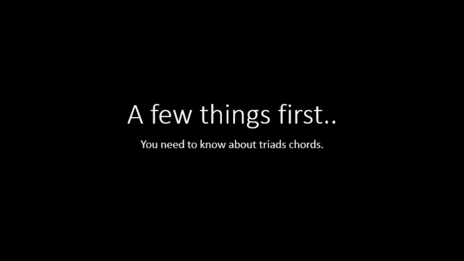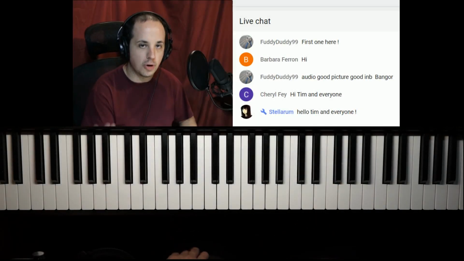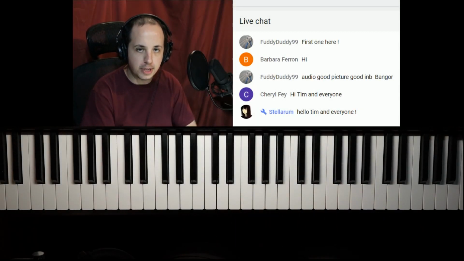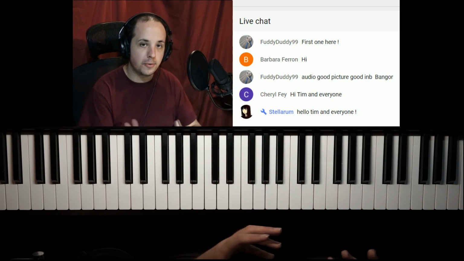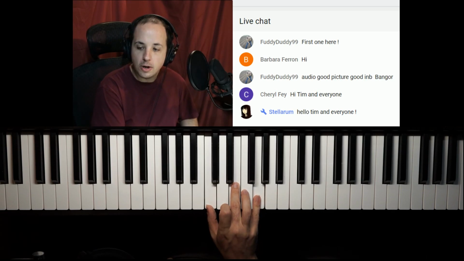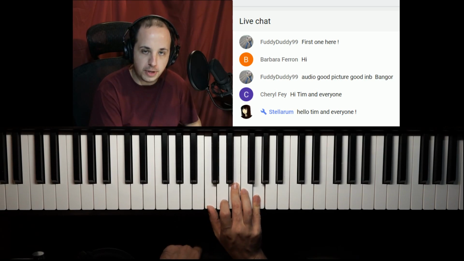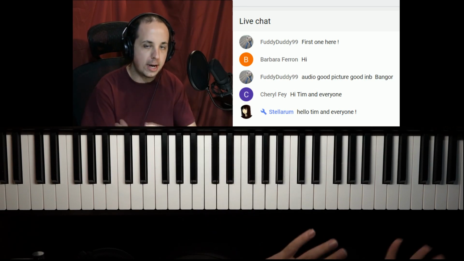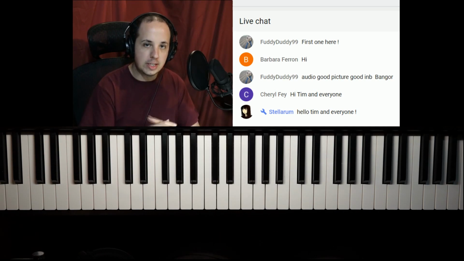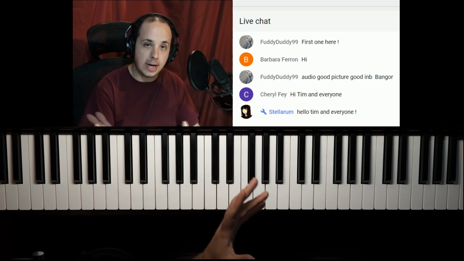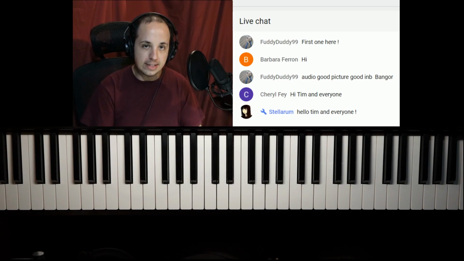Okay, a couple of things first. You need to know about triads. I'm not going to go over all the different types of triads right now. I will provide a link in the description for a playlist on those. But all you need to know is that a triad is a 3-note chord, because this is what the entire lesson after this is based on. So just remember a triad: 3-note chord. Let's get on with the lesson.